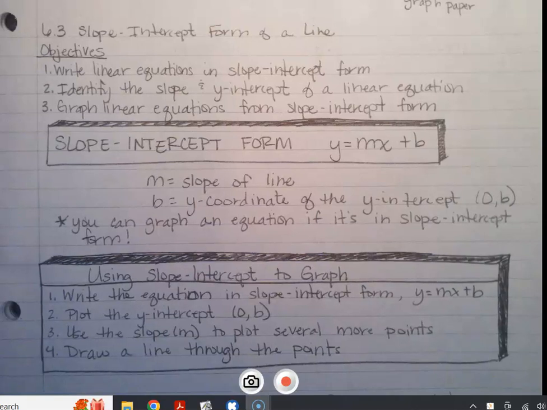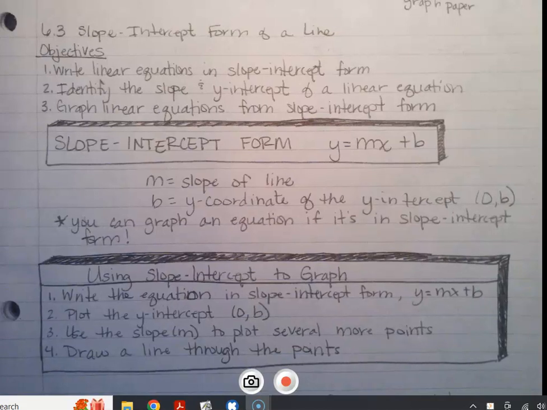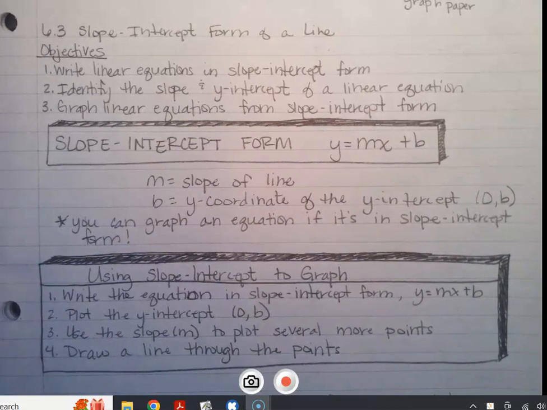All right, so today 6.3 is slope-intercept form of a line. So we're going to talk about a couple different versions or ways we can look at equations. So we're still talking linear equations. Our objectives are to one, write a linear equation in slope-intercept form, once we learn what that is. Two, identify the slope and the y-intercept of a linear equation. And three, to graph linear equations from that slope-intercept form.